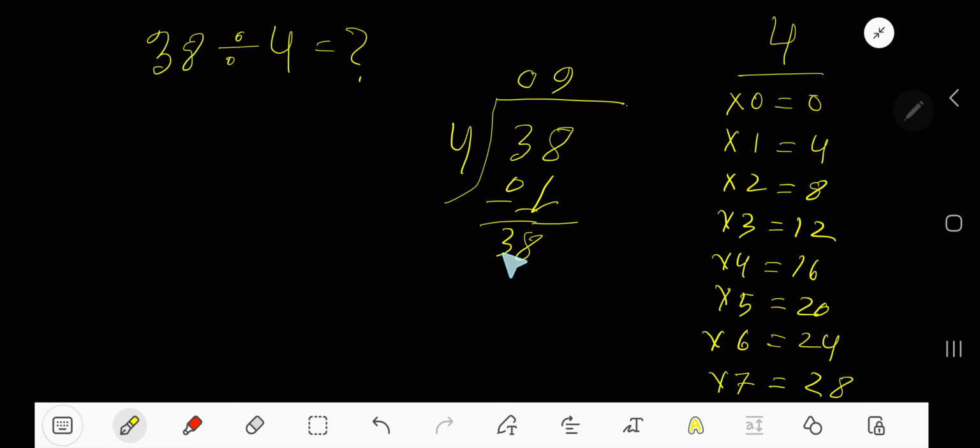9 times 4, 36. Subtract, 2. Our answer is 0, 9, meaning 9, remainder 2.